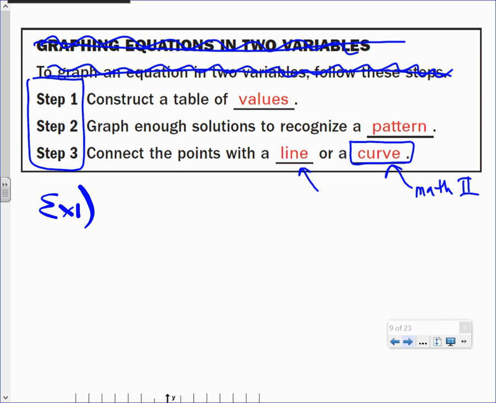Construct table values, step 1. Step 2, graphing out the solutions to recognize a pattern. And step 3, connect the points with a line or a curve. I'm going to demonstrate these 3 steps to you with 2 examples, and we're done with our notes. Very quick. Nothing crazy. So everyone's on their graph paper writing this stuff down.